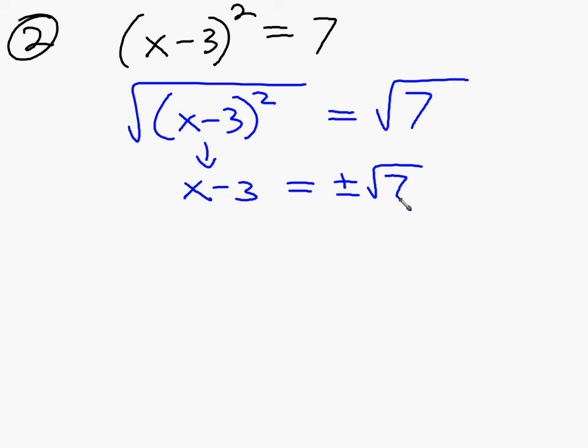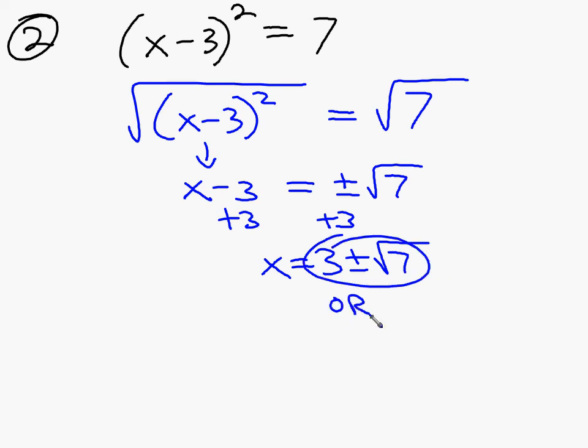So I'm not done yet. I need to add 3 to both sides. And how do I write this answer? Well, there's 2 ways. There's what I would call the easy way, which is like this. 3 plus or minus the square root of 7. That's okay. There's nothing wrong with that. That is a correct answer.